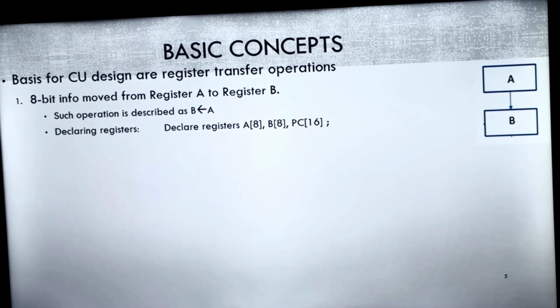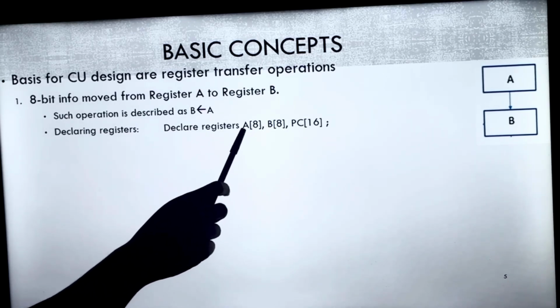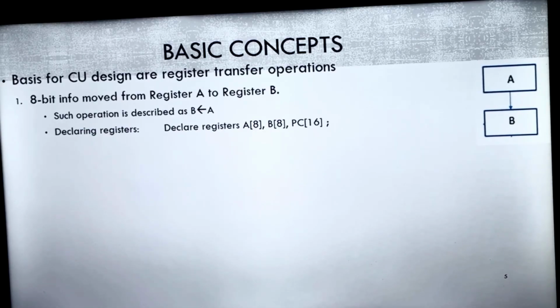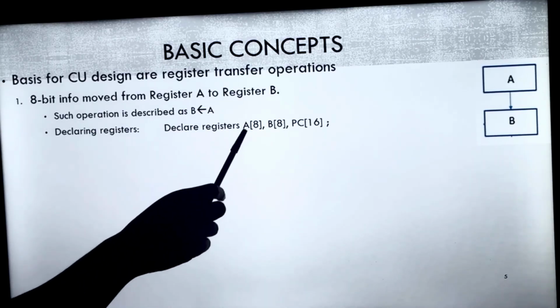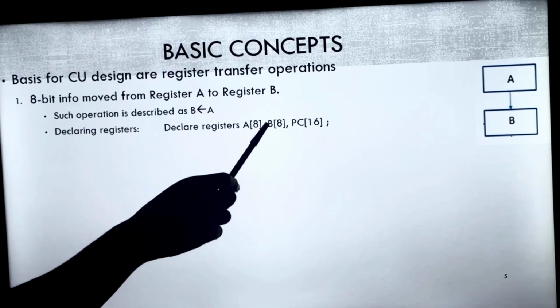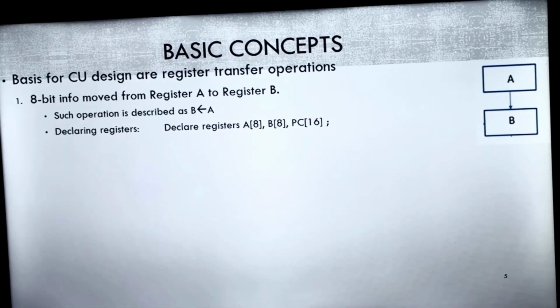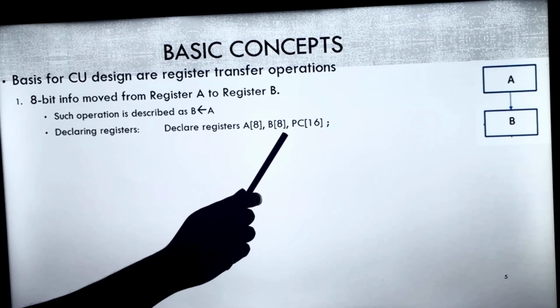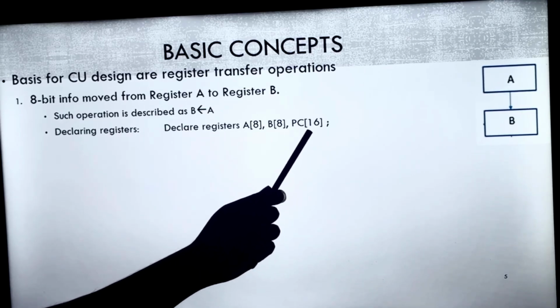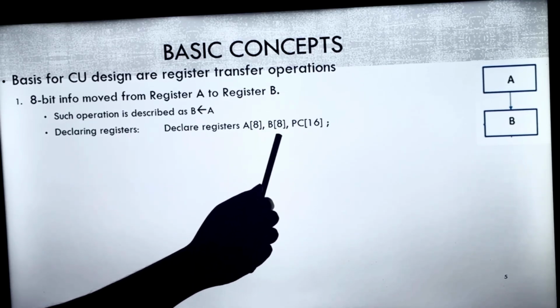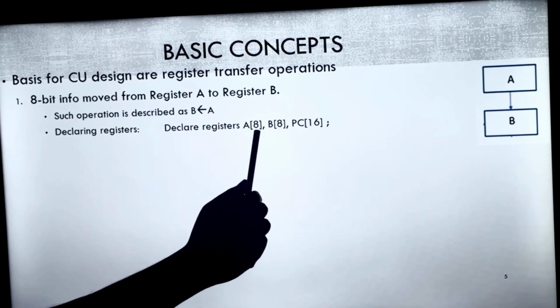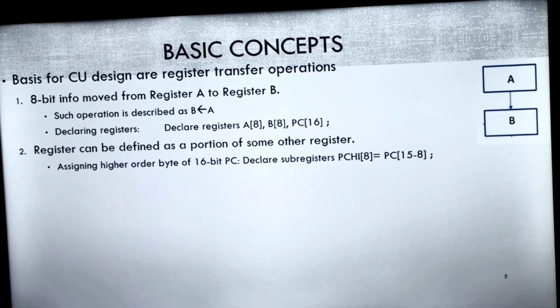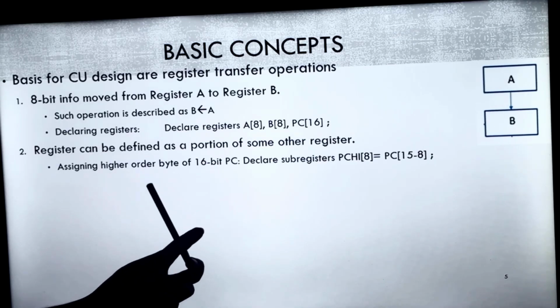Fine. Now how to declare the registers in RTN? This is how. These are the variable names A, B, PC. You can put your own variable names X, Y, Z, whatever you want. So A in square bracket 8 means you have a register named A that can hold 8 bits of information. You have a register B that can hold 8 bits of information. You have a register PC that can hold 16 bits of information. Like that, you can define your own variables and your own number of bits. Fine. So now some more operations we will see.